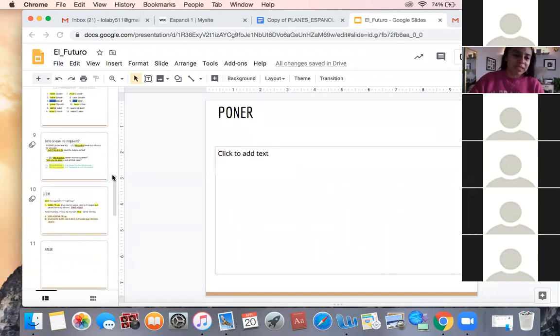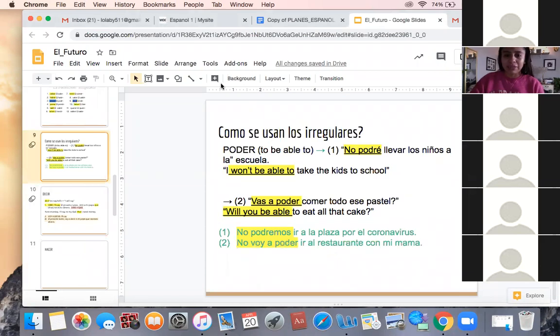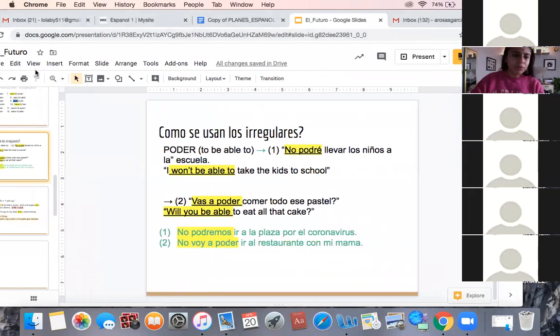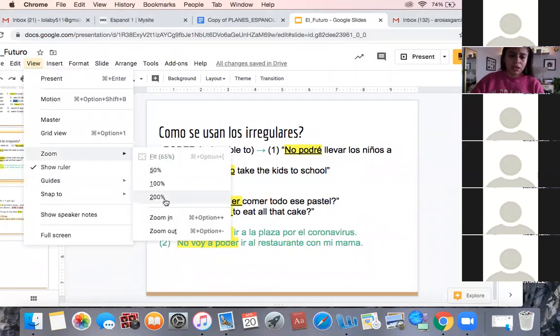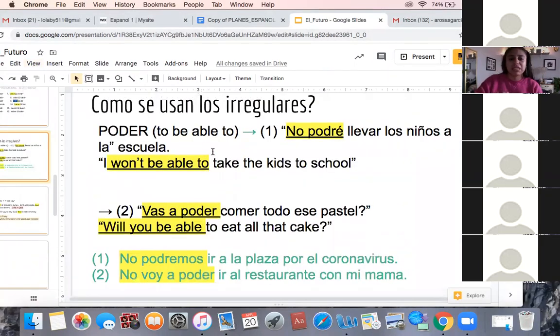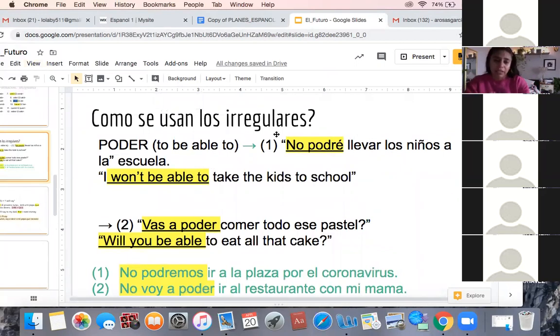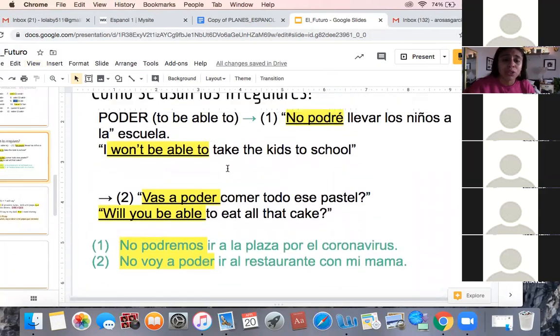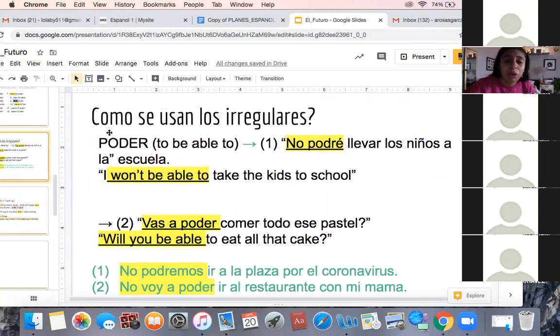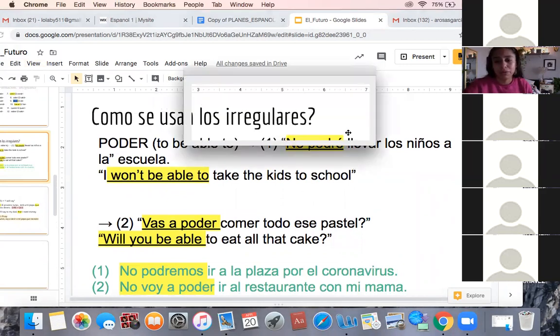Okay, bueno, vamos a empezar. Entonces, la clase pasada, last class, let me zoom this thing really quick. La clase pasada empezamos a hacer los irregulares. These are the irregulars in the future. And they're only irregulars because they changed the spelling. Everything else is regular, they're used the same. So there's two ways to use irregulars. And we started with poder. Poder, all of you already know, is to be able to.